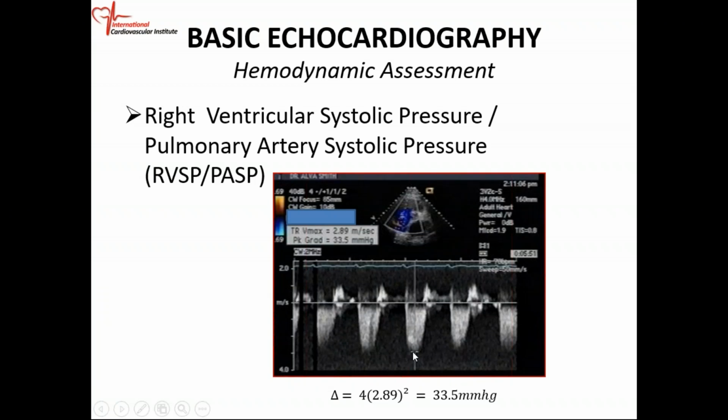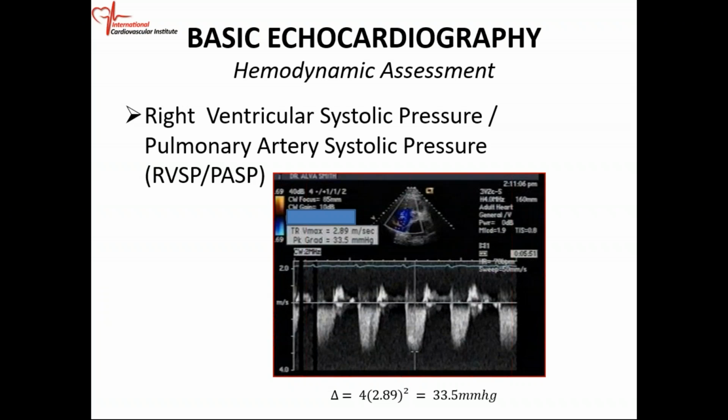And we use the peak velocity, we square it, and we multiply it by 4, and that's the pressure difference between the right ventricle and the right atrium. That is what is driving the blood across the tricuspid valve in systole. Okay, so pressure gradient, which is the pressure difference, is equal to 4v squared.